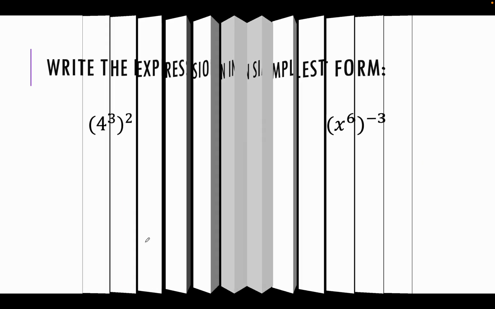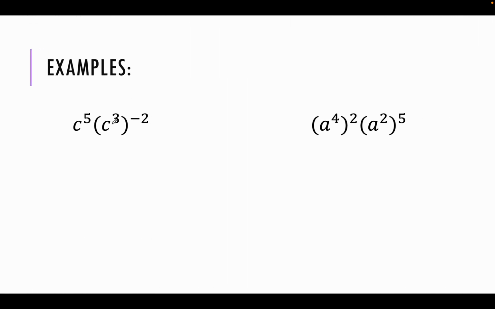Now let's try the harder ones that are in your notes. For this first example, we would start by doing this part of the problem first, because the order of operations tells us to do exponents first before multiplication. So if this is multiplication, this is an exponent. So c to the third raised to the negative second is going to be c to the negative sixth power. Now we have c to the fifth times c to the negative sixth, which would be c to the negative first, or 1 over c is how we like to write it so that there are no negative powers.